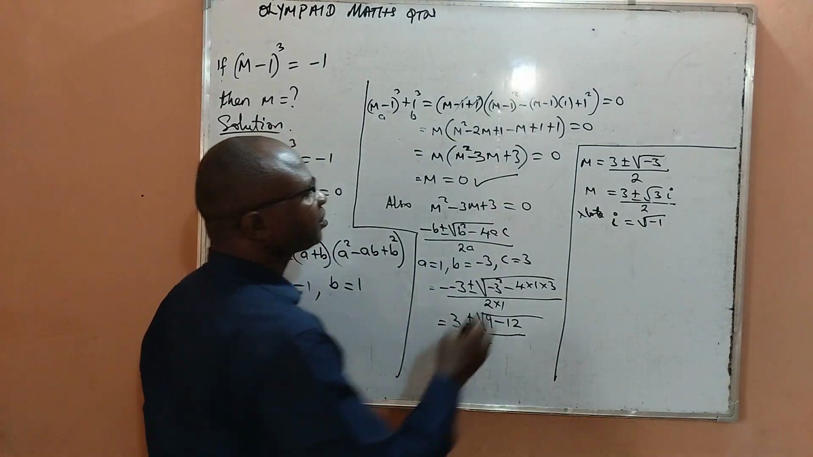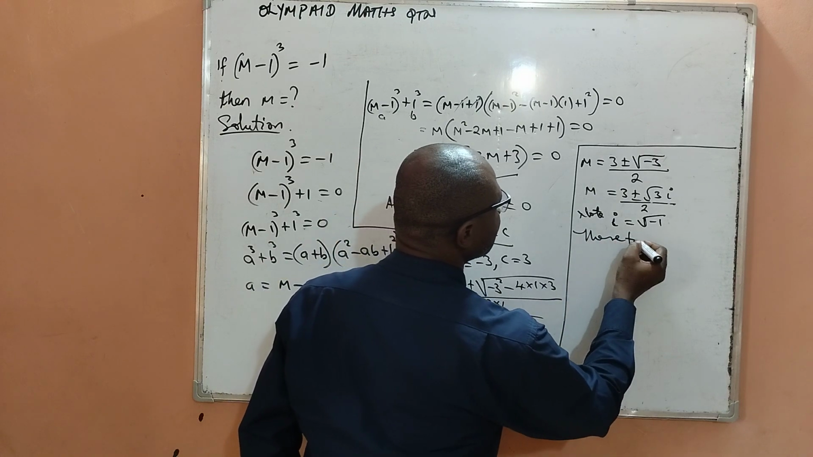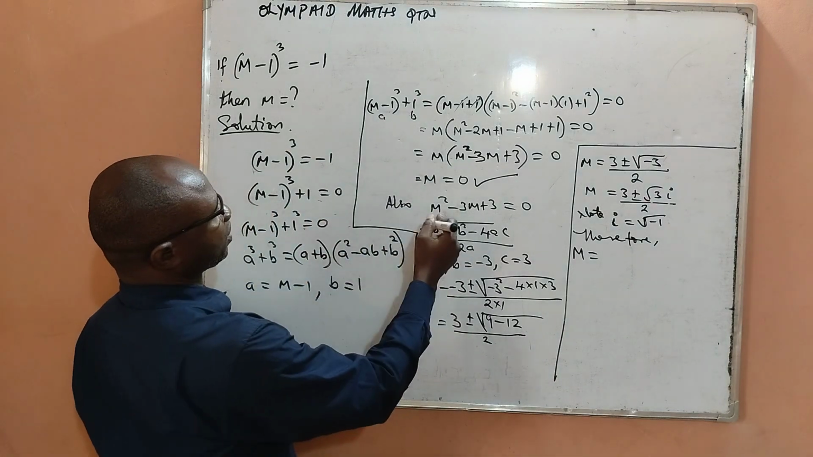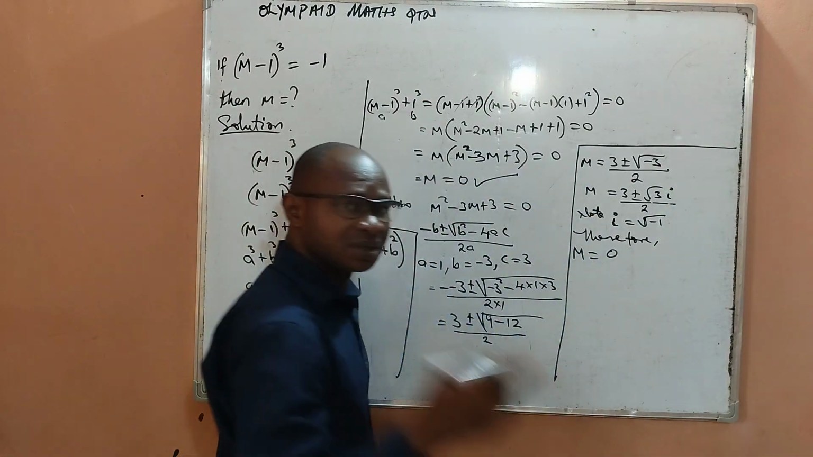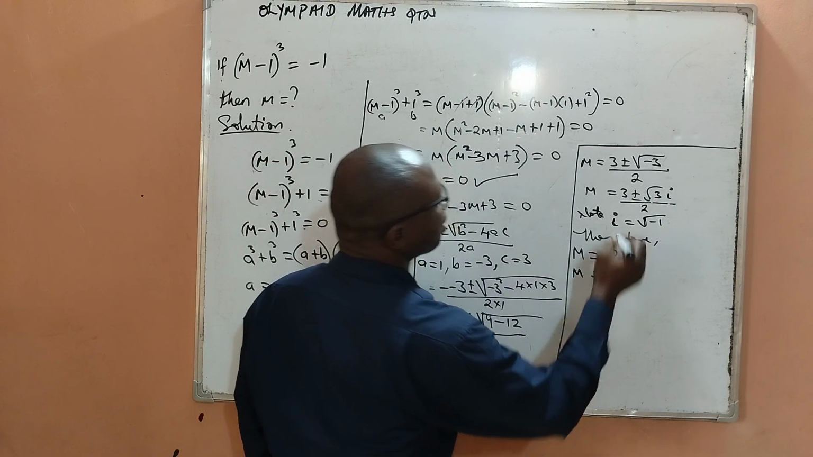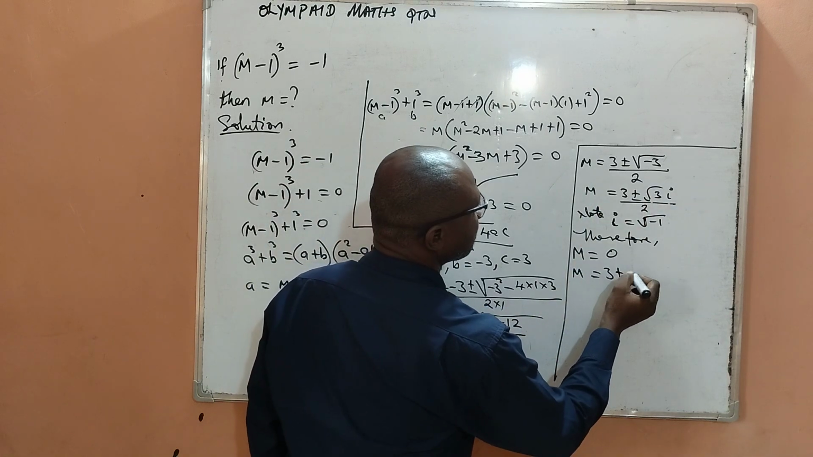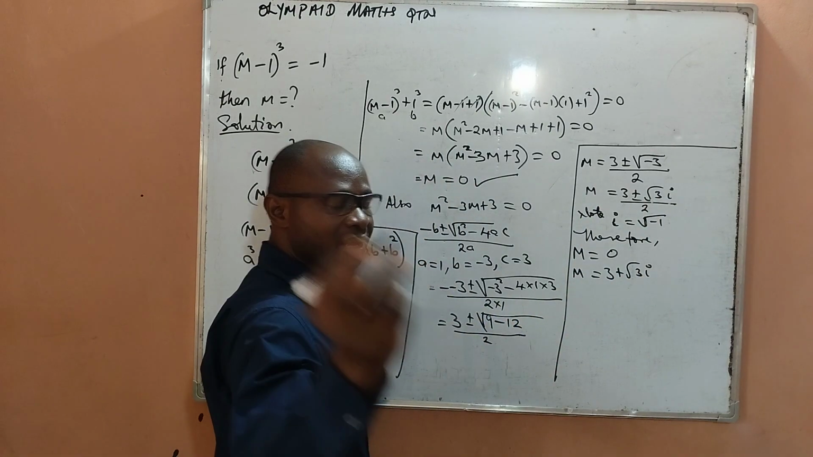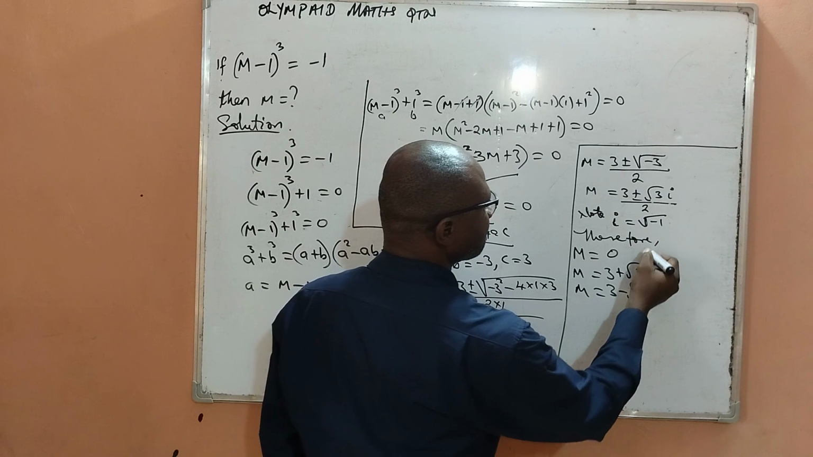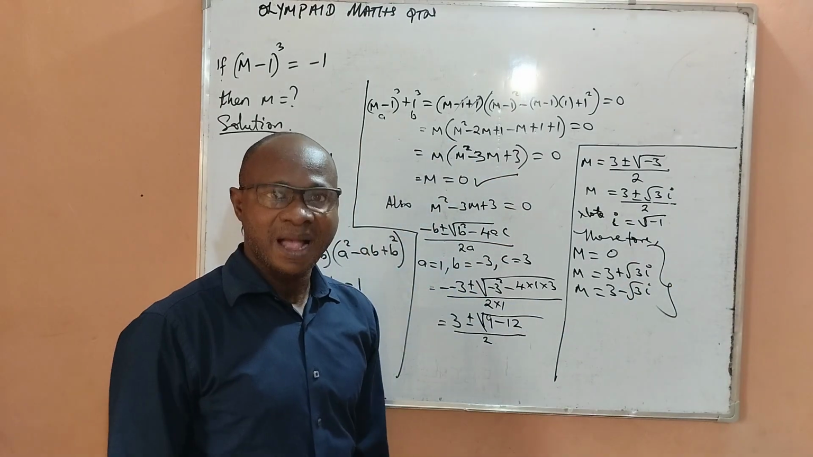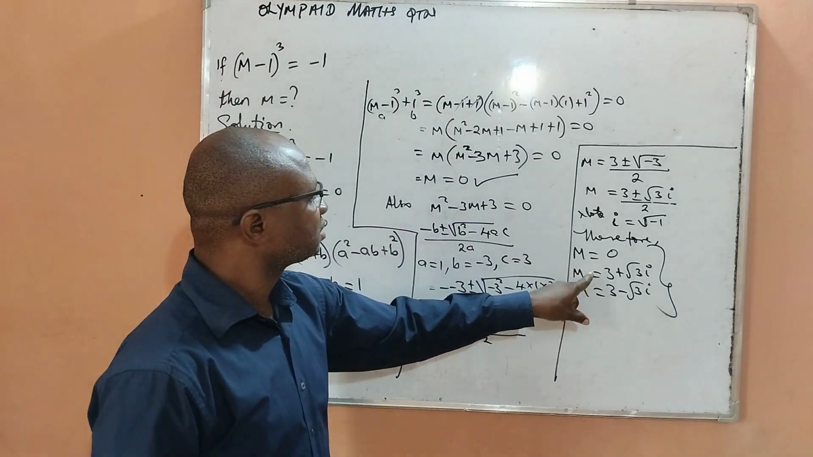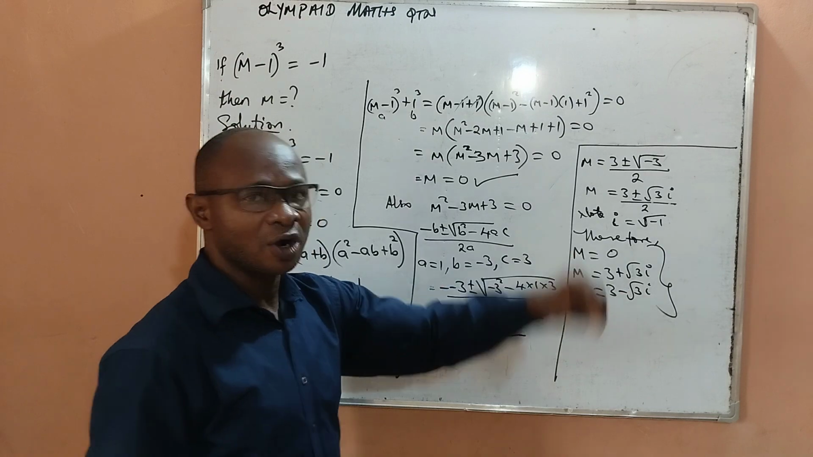In conclusion, therefore, the values of n are: the first one, which is what we got here, 0. The second answer for n is 3 plus root 3i over 2. n is also equal to 3 minus root 3i over 2. These are the three answers for the value of n. One is real, while two are complex roots.